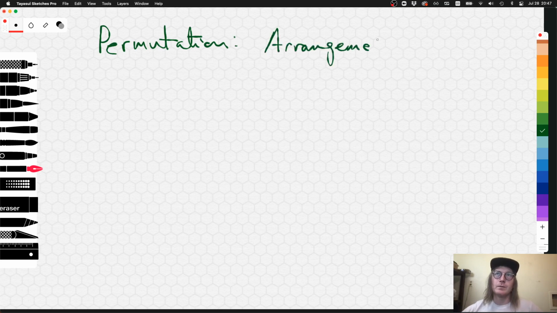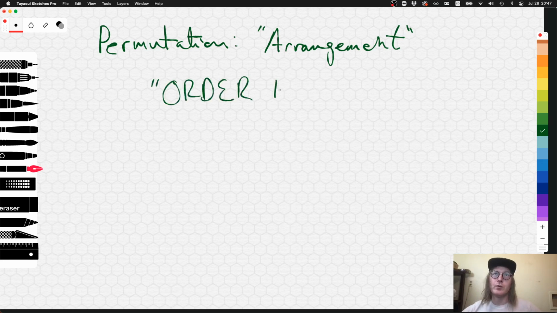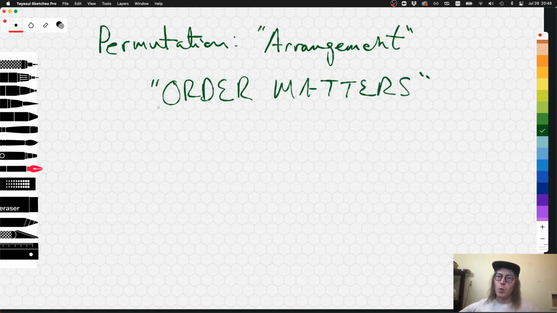Okay? A permutation is an arrangement of items. It has an order, right? And the thing we say here is order matters for permutations. It matters in what order those 10 people are in line. Okay? The thing about a permutation is it doesn't have to be all 10 people. So we might take this idea of 10 people and ask, how many different ways can we arrange 4 of them? 10 people, arrange 4 of them.